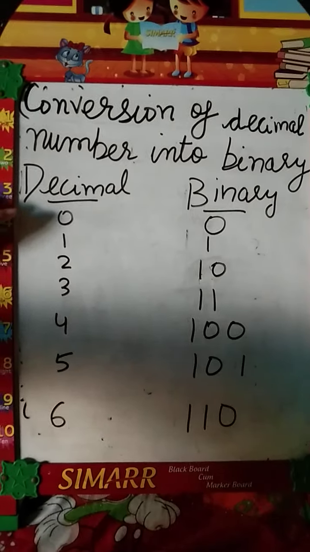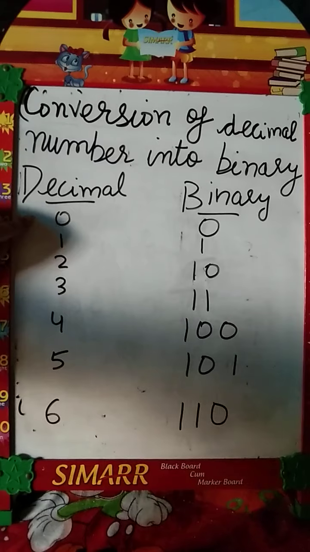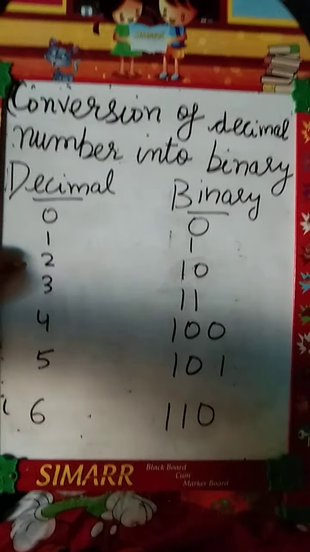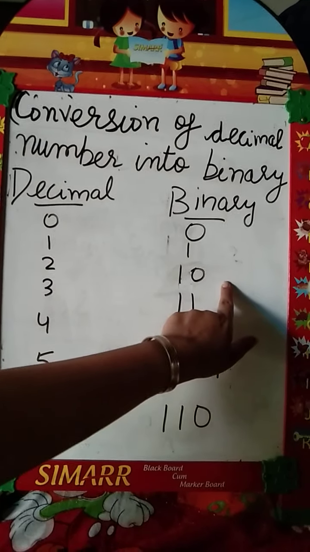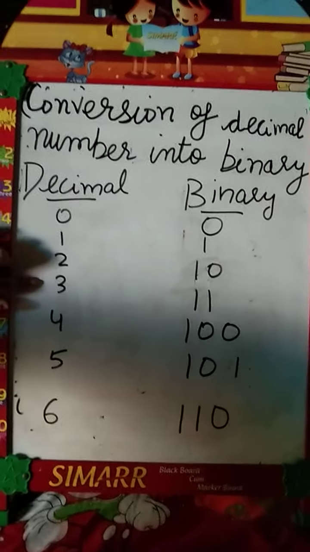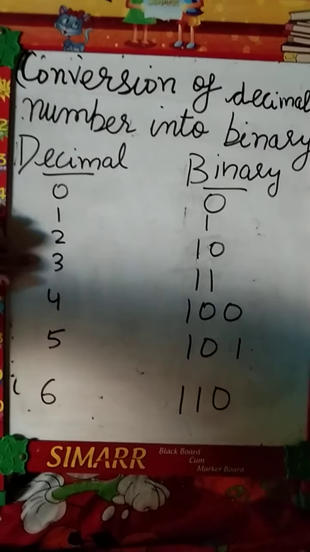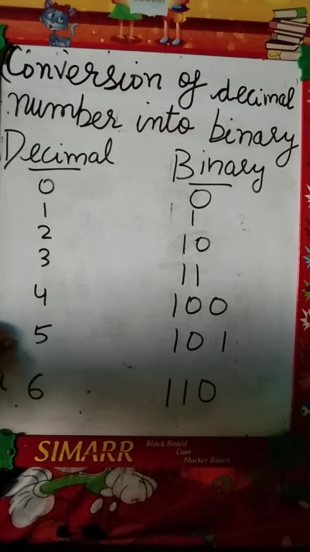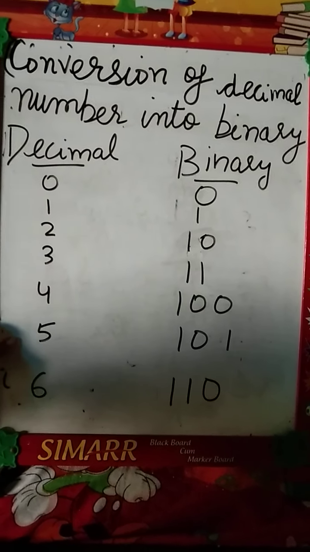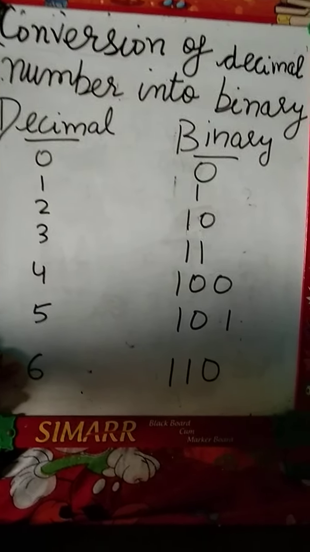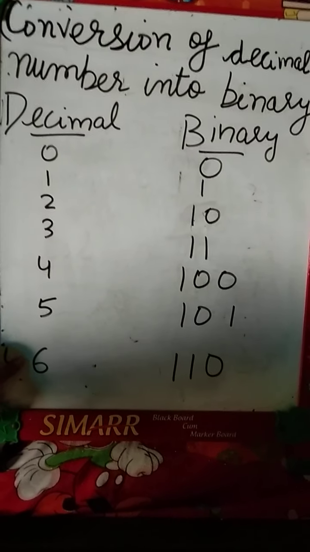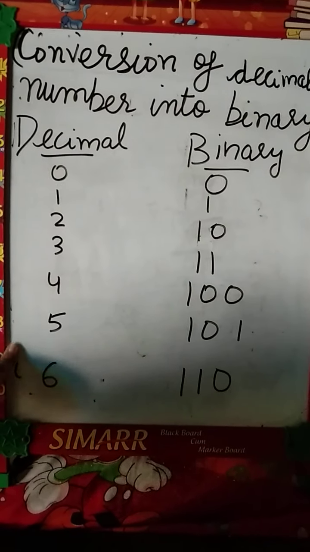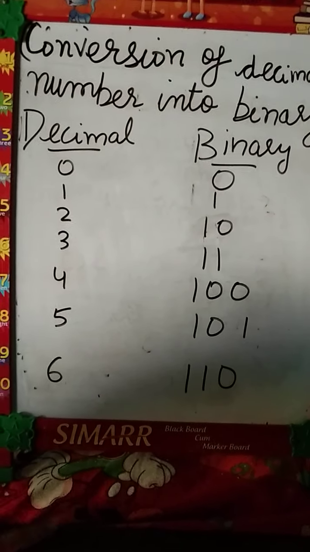Students, as we know, decimal 0 is also 0 in binary. Decimal number 2 has the value 10 in the binary number system. 3 has the value 11. 4 has the value 100. 5 has the value 101 in binary. And 6 has the value 110. Students, these values go on further in the same way.